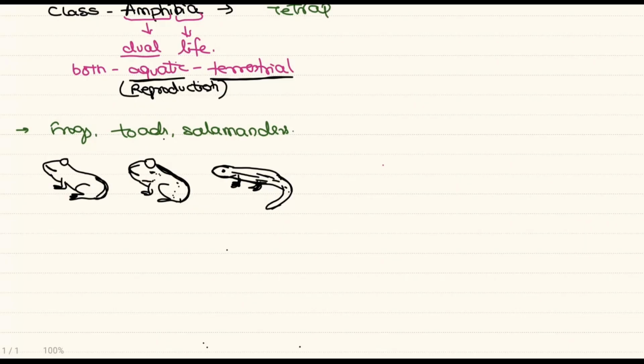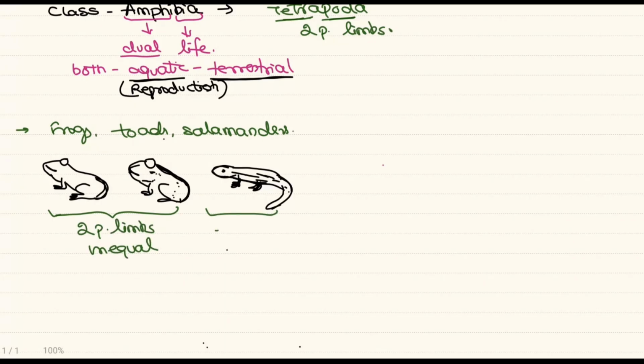As amphibians belong to Tetrapoda, they have tetra, poda, which means they have 4 legs. So these are 4-legged animals, or we can say they have 2 pairs of limbs. In the case of frogs and toads, the limbs are unequal, whereas in salamanders they have equal pairs of limbs. There is another example in the amphibia called Ichthyophis. And Ichthyophis are limbless amphibians.